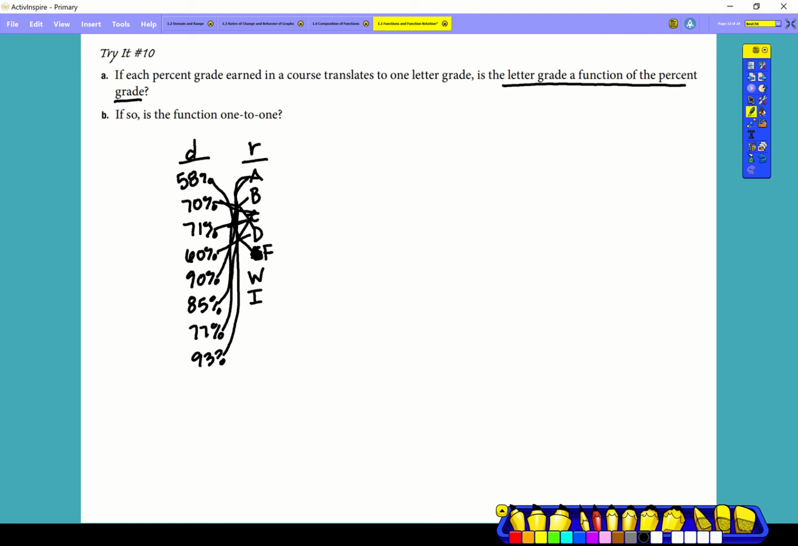But the point we are trying to make is, do any of these single percents go to multiple letter grades? No, they don't. So this is a function. Yes, it is a function. Now it wants to know if it's one-to-one. The answer is no, not one-to-one. And why is that, you may be wondering? That is because the output values in the range can go to multiple different input values, which is not what we want for one-to-one.